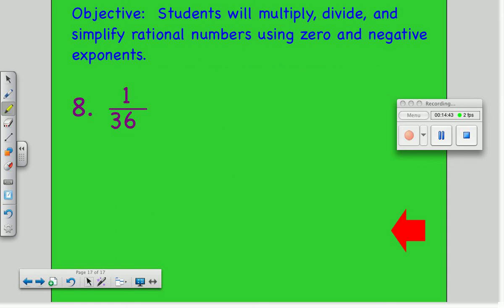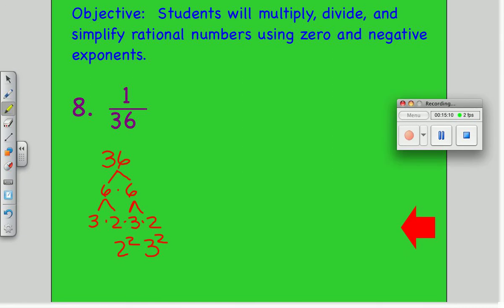1 over 36. Let's draw a factor tree for 36. 6 times 6. 3 times 2. And again 3 times 2. So we have 2 squared times 3 squared. So, 2 squared times 3 squared.